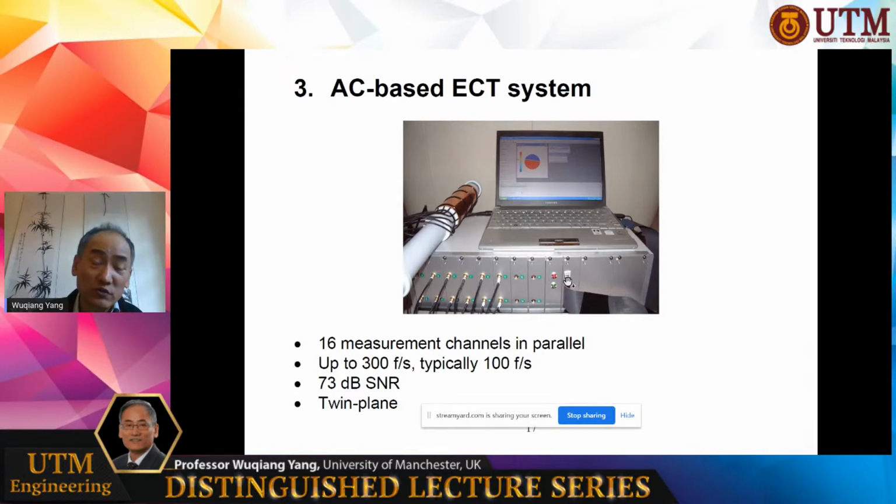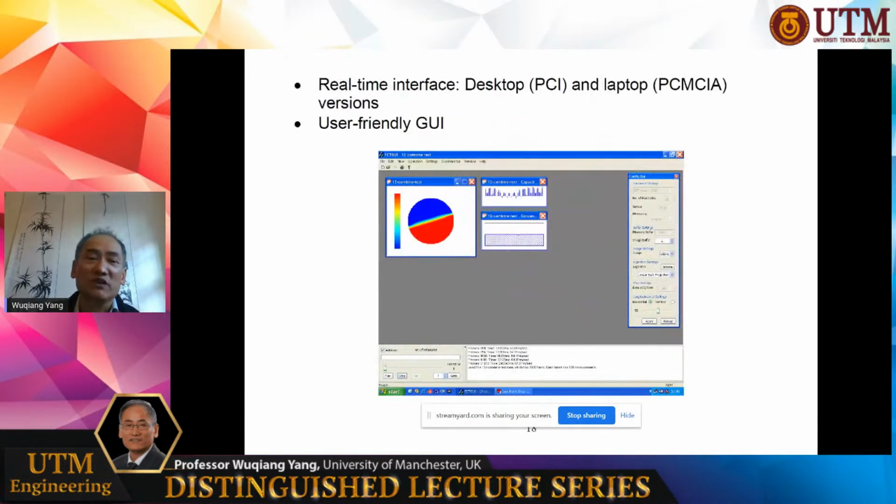The signal to noise ratio, if you remember, I talked about signal to noise ratio. I said for an instrument, we need 60 dB signal to noise ratio. With this instrument, the signal to noise ratio is actually 73 dB. I tested many times. It is consistent. It can operate with twin plane sensor so that we can implement cross correlation velocity measurement. The interface is real time.